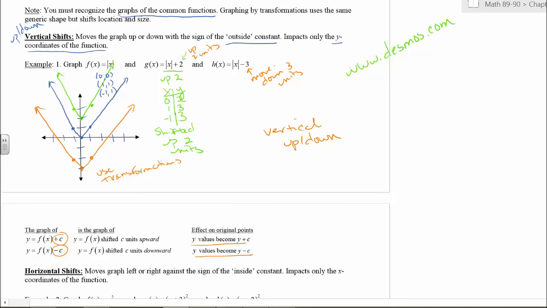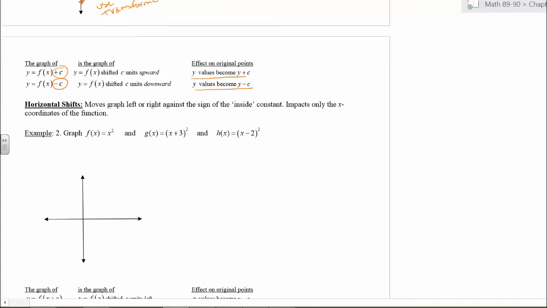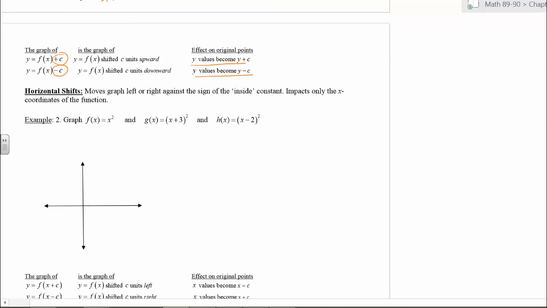All right, so now the question is, well, how do you move left and right? And that's a good question. So let's talk about horizontal shifts. So horizontal shifts move the graph left or right, and this goes against the sign of the inside constant. So before we had an outside constant, so we did this, that would be considered outside because it's after the absolute value. It's literally not inside the absolute value bars.